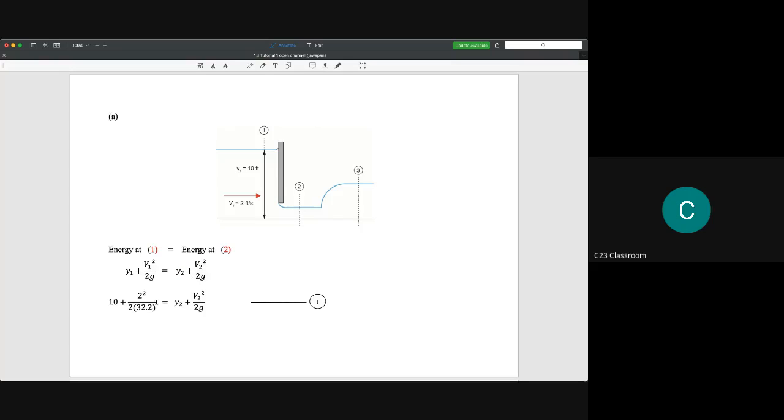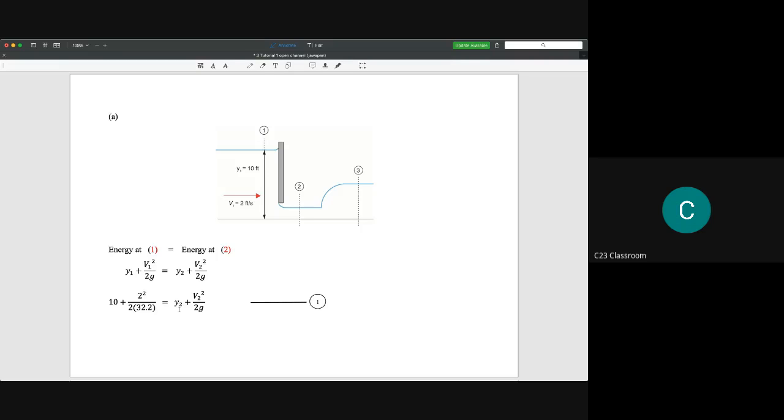So then we substitute all the values. We know the location of the highest point at point number 1 here. So it is a level of 10 feet and the velocity is 2. However, we do not know the value of velocity at point 2 and the height at point number 2. So it is okay for engineers.